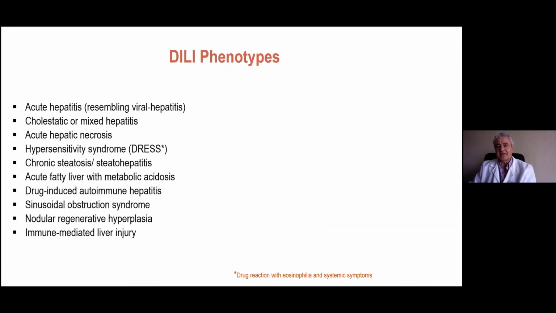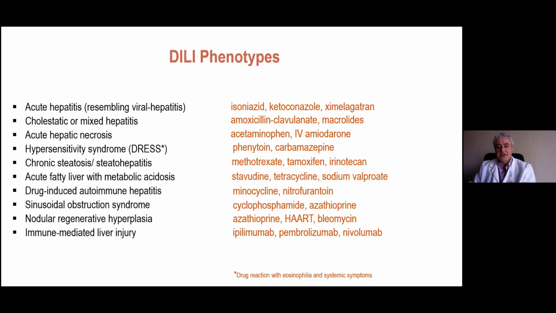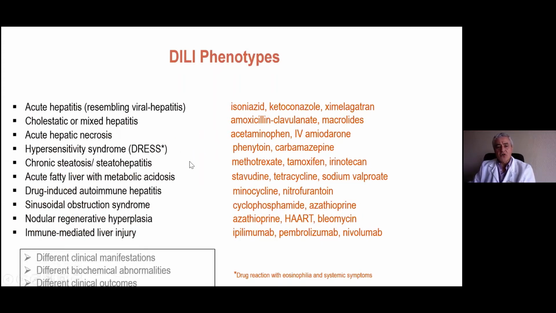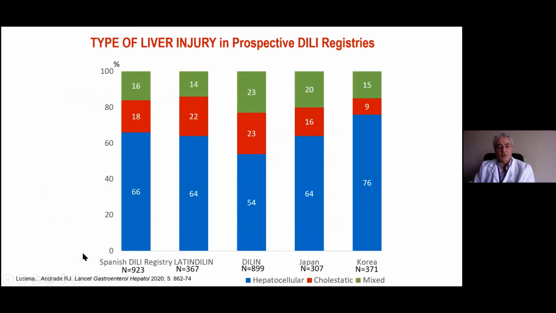What about the presentation of DILI? The phenotypes of DILI are very varied. You can see in this slide that several acute or chronic phenotypes can be the expression of DILI. And these phenotypes are associated with several types of drugs, and sometimes some of these drugs share different phenotypes, but in general, the most common phenotype is that of acute hepatitis resembling viral hepatitis. But many other phenotypes are possible with different clinical manifestations, different biochemical abnormalities, and different clinical outcomes.